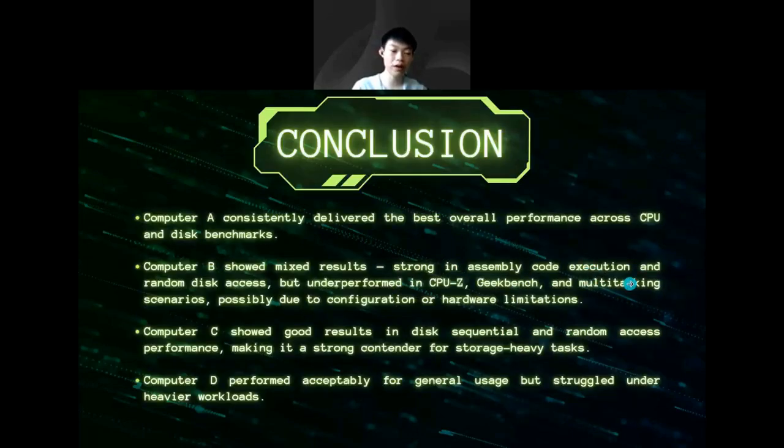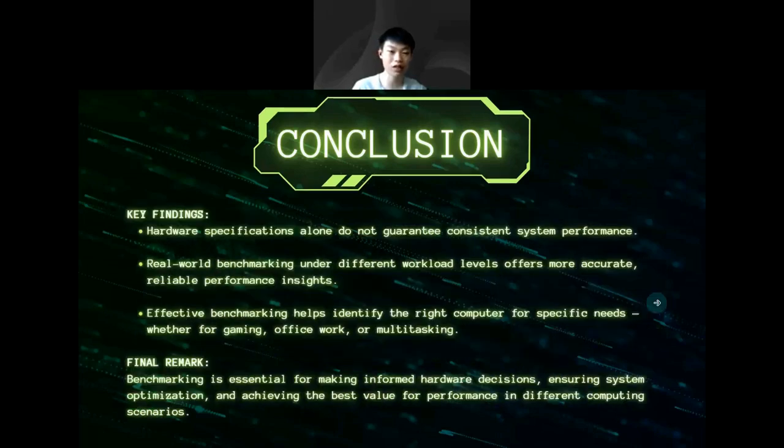For the conclusion, computer A consistently delivered the best overall performance across CPU and these benchmarks. Computer B showed mixed results, strong in assembly code execution and random-based access, but it underperformed in CPU-Z, Geekbench, and multitasking scenarios, possibly due to configuration or hardware limitations. Computer C showed good results in sequential and random access performance, making it a strong contender for storage-heavy tasks. Computer D performed acceptably for general usage but is not as strong under heavy workloads, so it's better for basic and simple tasks.